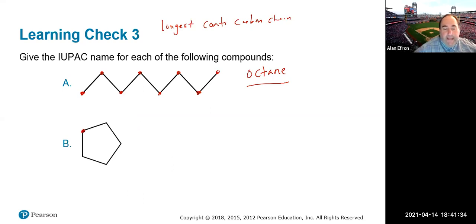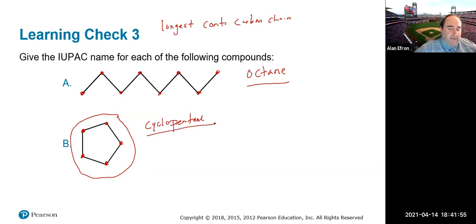Same thing here. We want to count. That's 1, 2, 3, 4, and 5. That is pentane, which is 5 for penta. But this is a ring structure, so we're all attached all the way around. That is the one that gets cyclo in front of it, and this would be cyclopentane. Any questions on that? Just 2.